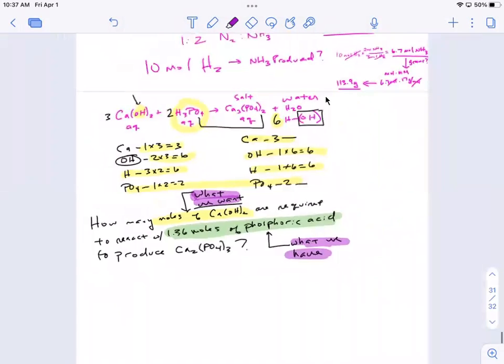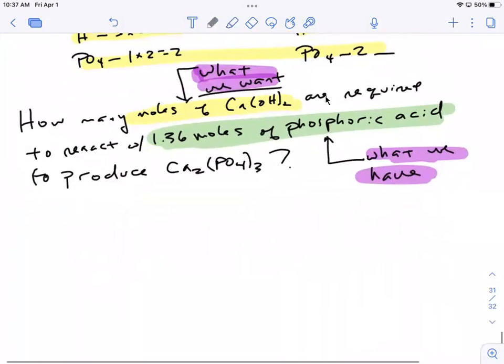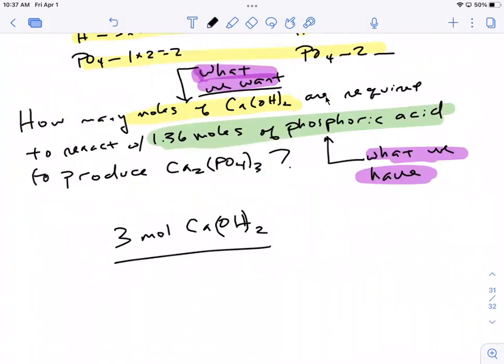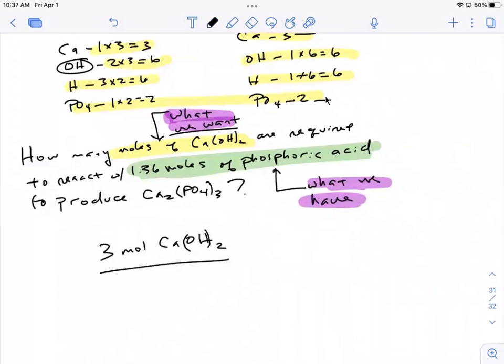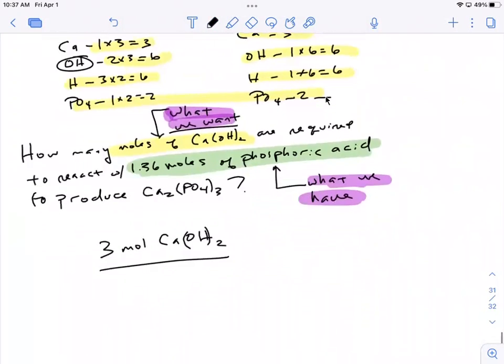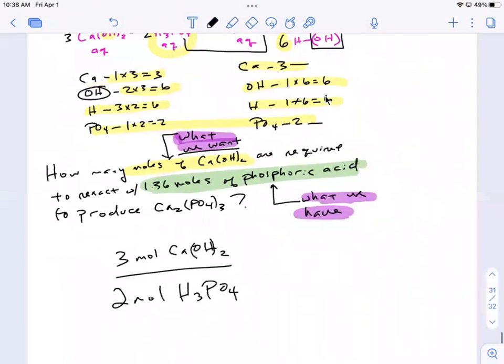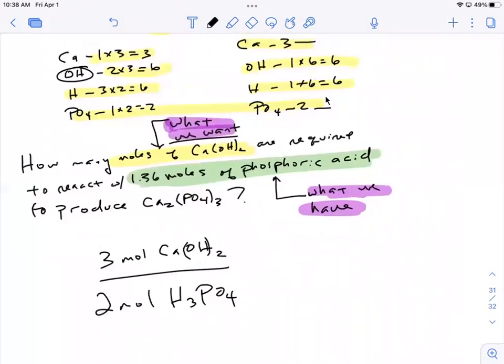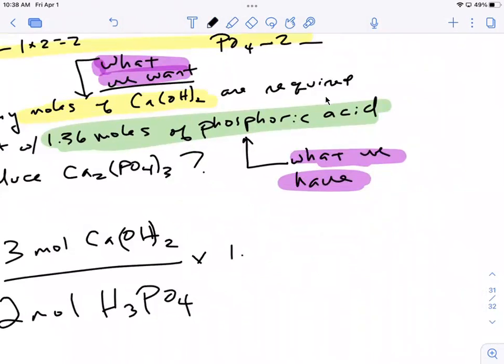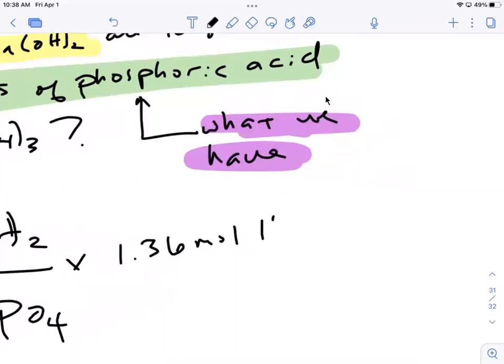So we're going to take the calcium hydroxide and put that in the top of the ratio. So we're going to say 3 moles of calcium hydroxide. This is all relative. We're going to divide that by, well, not divide it, but the bottom part of the ratio is phosphoric acid. So 2 moles phosphoric acid. That's my conversion. And we're going to take that and multiply it by 1.36 moles of phosphoric acid.